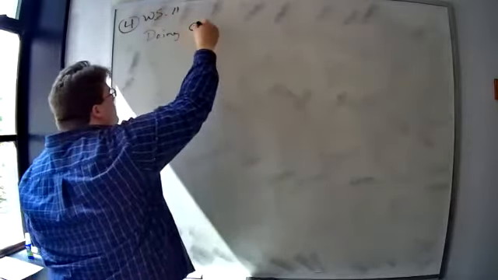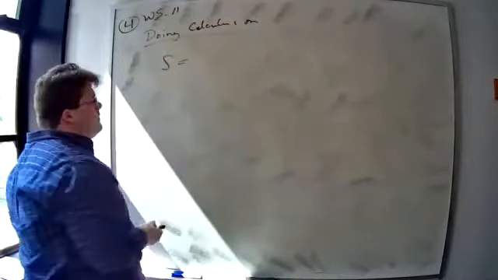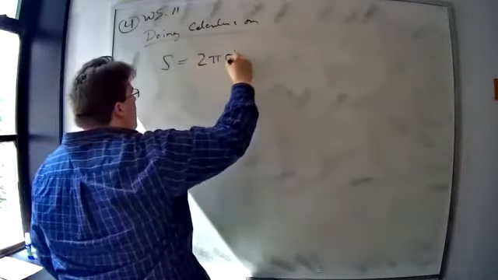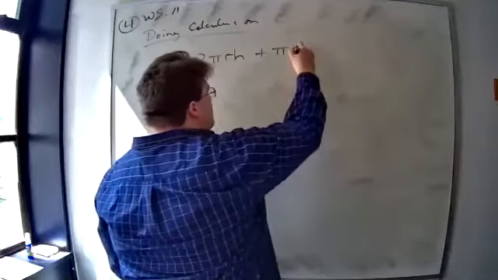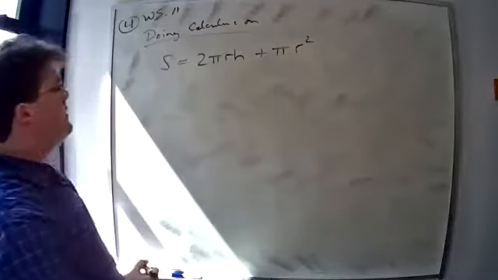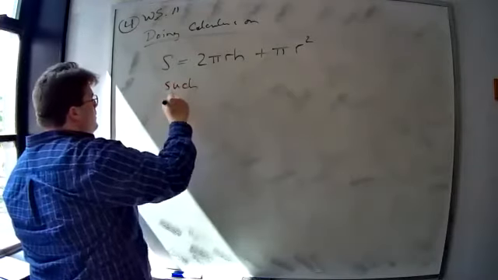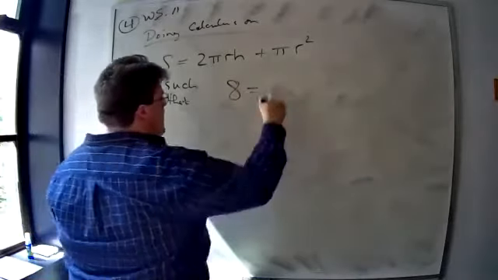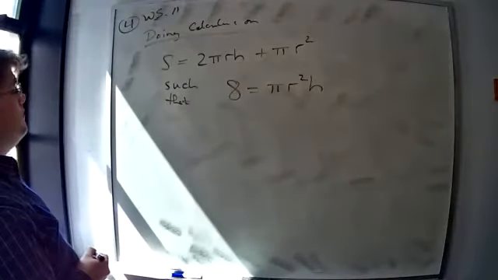So here, we're doing calculus on the surface area of a cylinder, which remember is the rectangular shell, 2 pi RH, plus, in this case, there's no top, but there is a bottom. So the bottom has surface area pi r squared. We have this function, it's a function of r and h, but we're given a volume constraint. So 8 equals the volume of the cylinder, which is still pi r squared h.